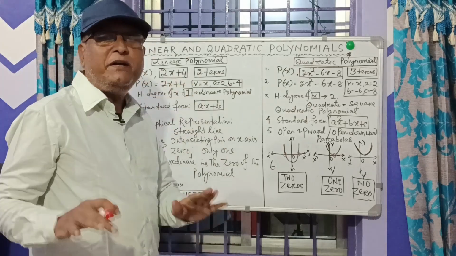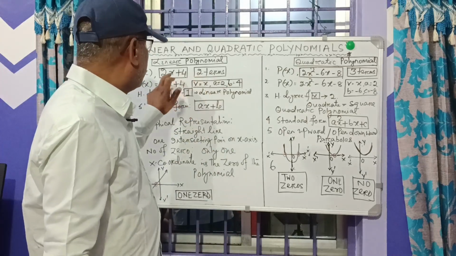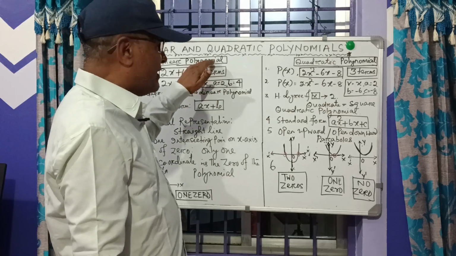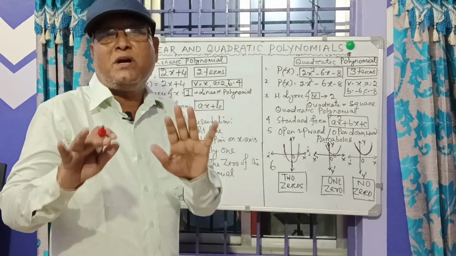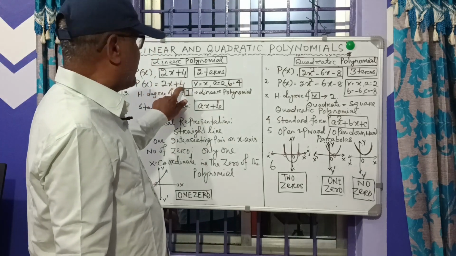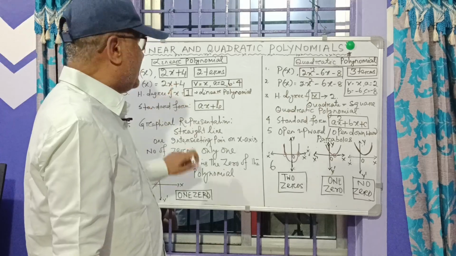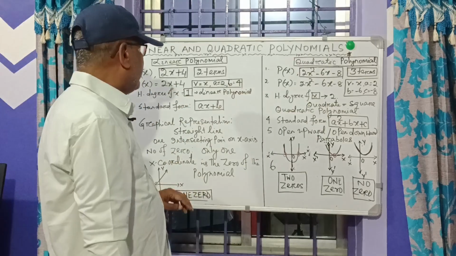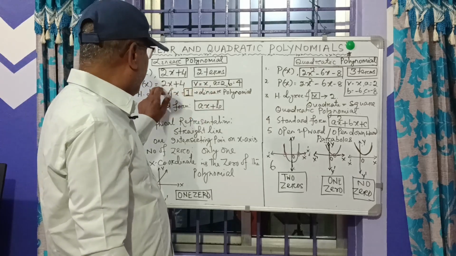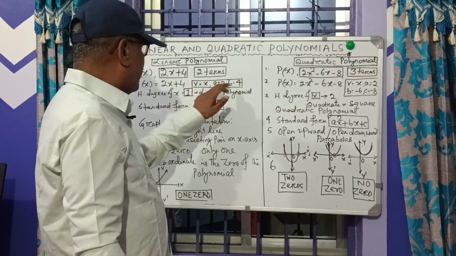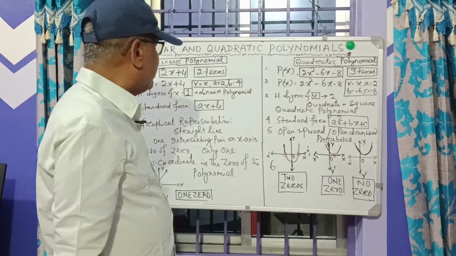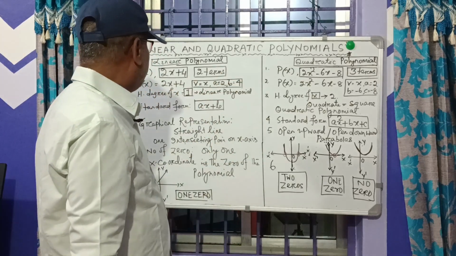Please count how many terms are there. Two terms, first term and second term. So a linear polynomial has two terms. So you see p(x) is equal to 2x + 4. Let me clarify. In the first term, the variable is x, the coefficient a is 2, and 4 is the constant polynomial, or constant. So 2x + 4.